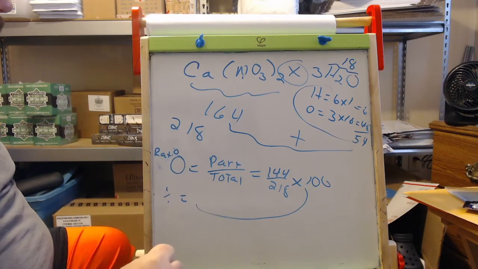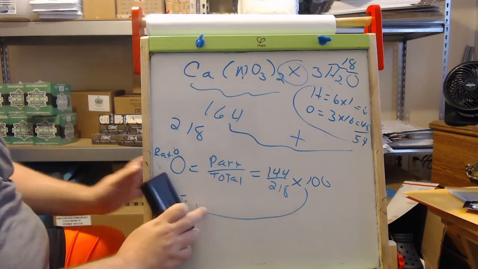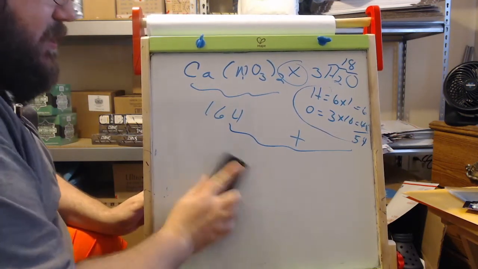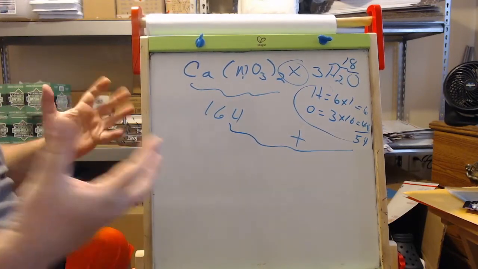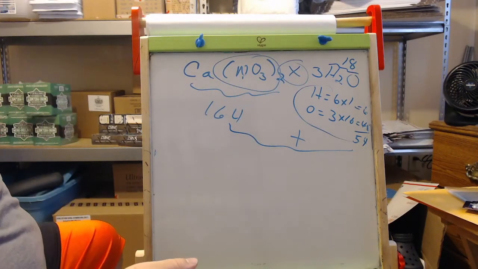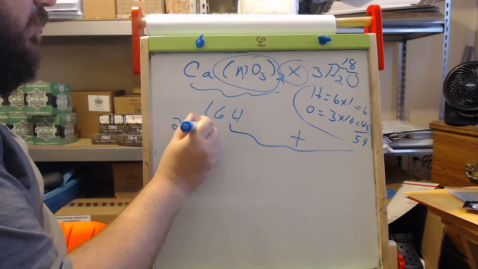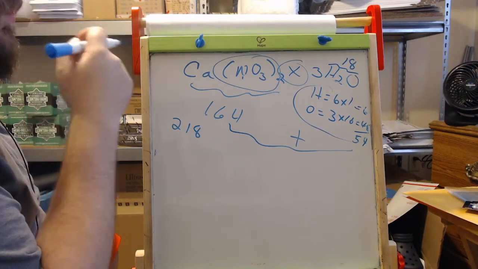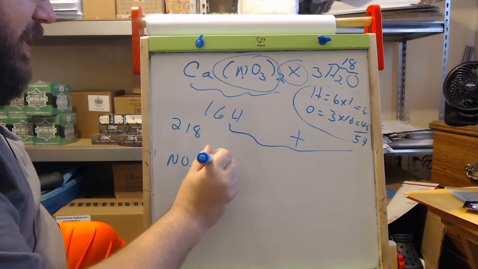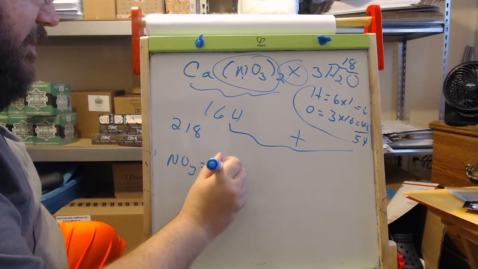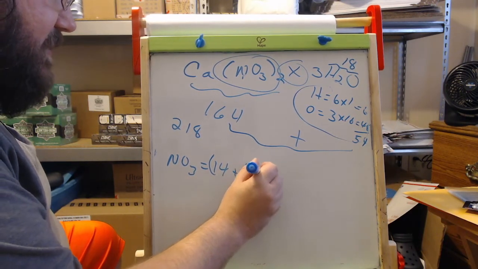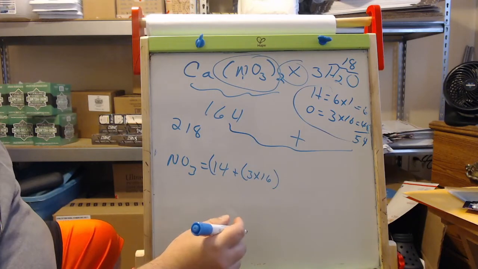So there's that. Now I can also break it down and do it as, what if I wanted to know how much nitrates are in there? I could break it down as a full polyatomic, just so you know that. And I could figure out, all right, so again, our total was 218. And then I want to know nitrate. So if I break nitrate down, nitrate is 14 for the nitrogen, plus 3 times 16 for the oxygen.